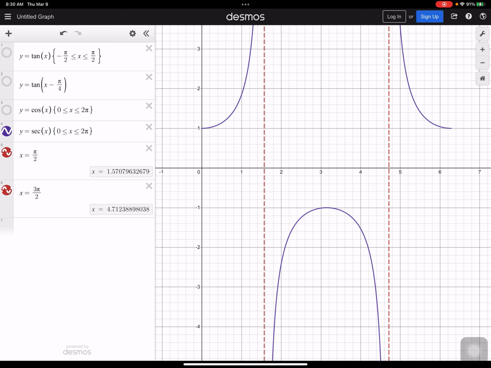And you say, is that the same thing for cosecant? Yeah, but you have to graph what? Sine to get the graph of cosecant. Okay? These are what's known as the reciprocal functions.